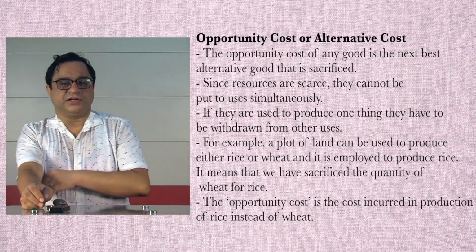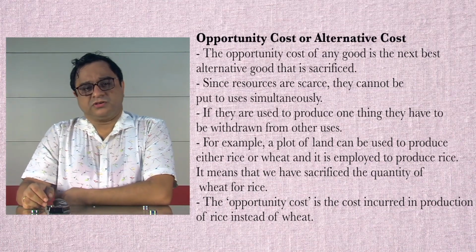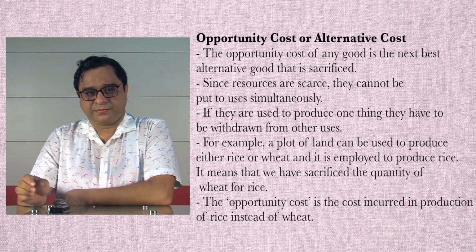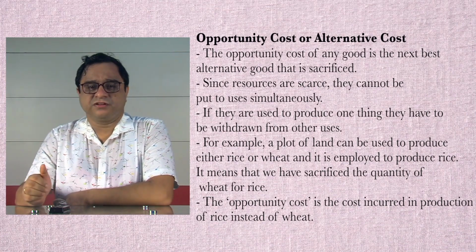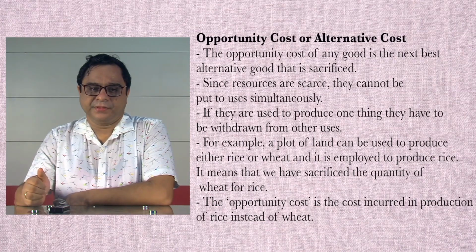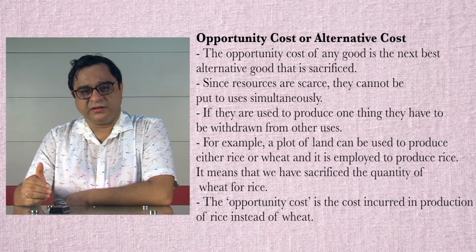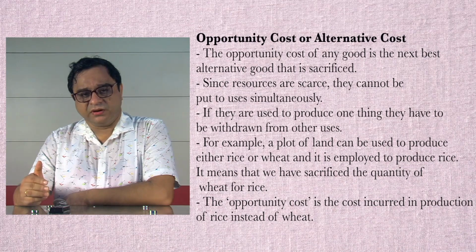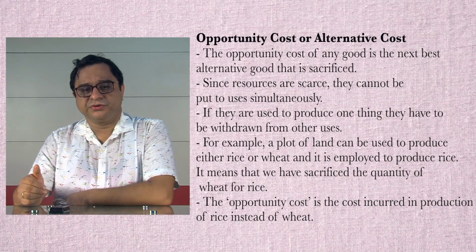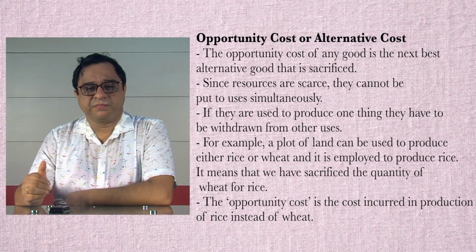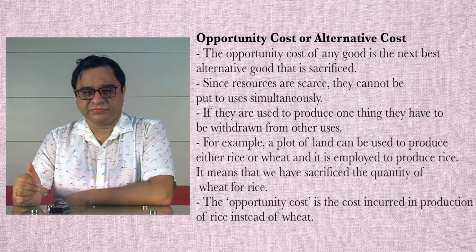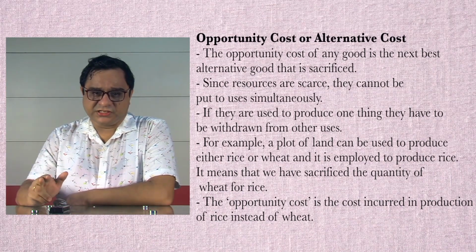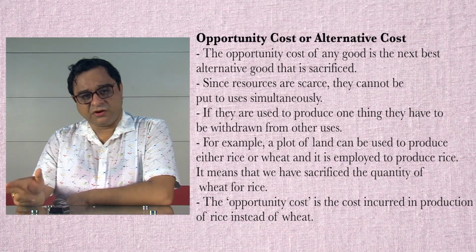Opportunity cost or alternative cost. The opportunity cost of any good is the next best alternative good that is sacrificed. Since resources are scarce, they cannot be put to use simultaneously. If they are used to produce one thing, they have to be withdrawn from other uses. For example, a plot of land can be used to produce either rice or wheat, and it is employed to produce rice. It means that we have sacrificed the quantity of wheat for rice. The opportunity cost is the cost incurred in the production of rice instead of wheat.